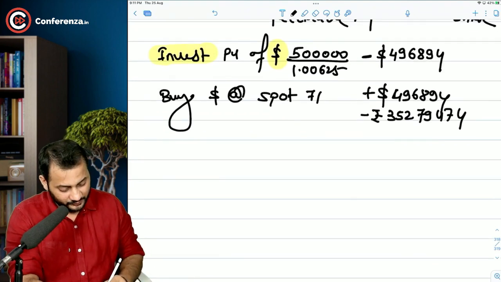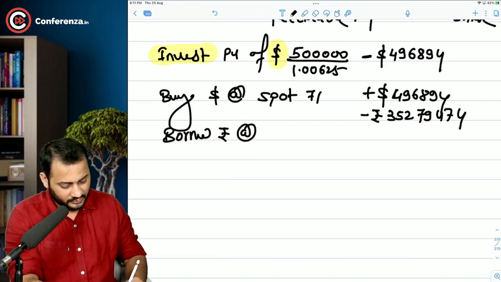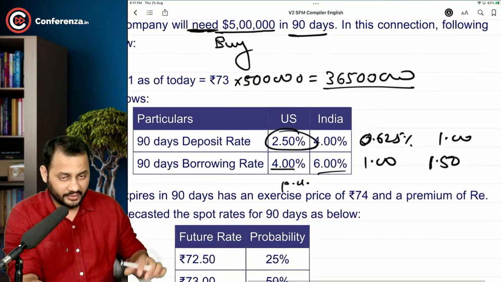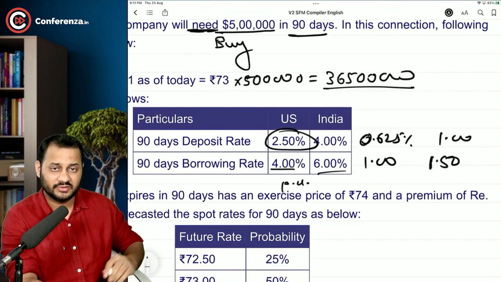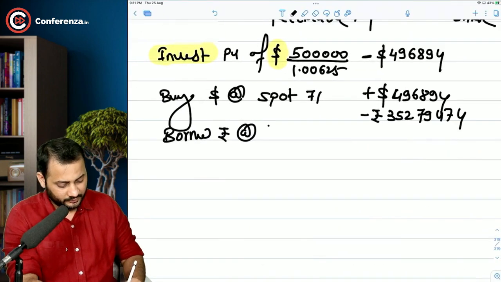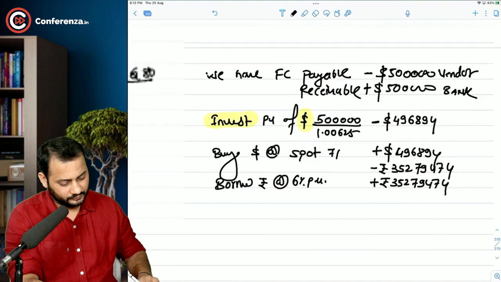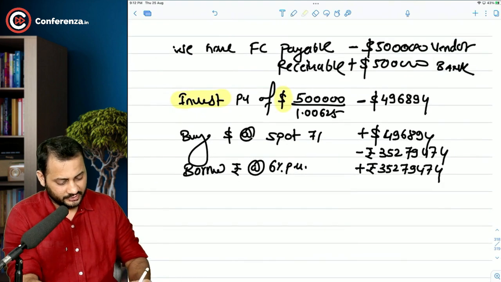But how are you going to pay this much in rupees? You will have to borrow rupees at the rupee borrowing rate. The 90 days borrowing rate for rupees is 1.5%, which is 6% per annum. So you borrow rupees 352,79,474. See the transactions. You have a payable, you are creating a receivable.